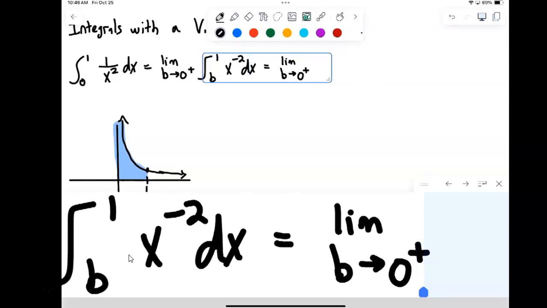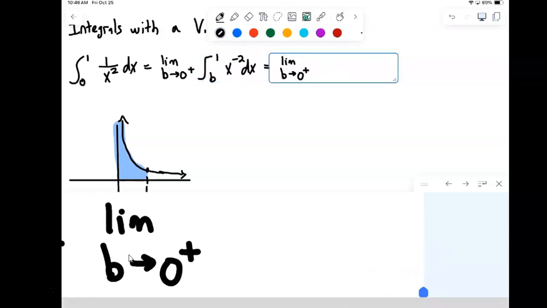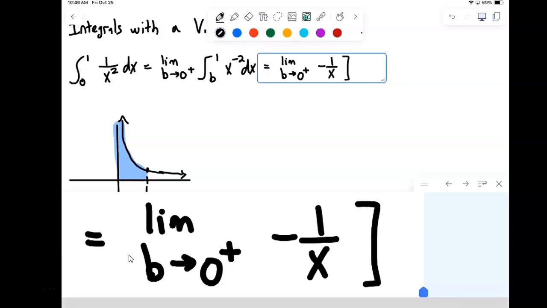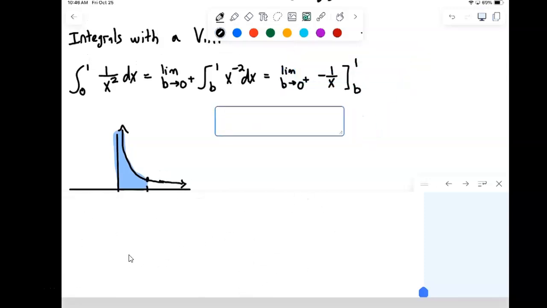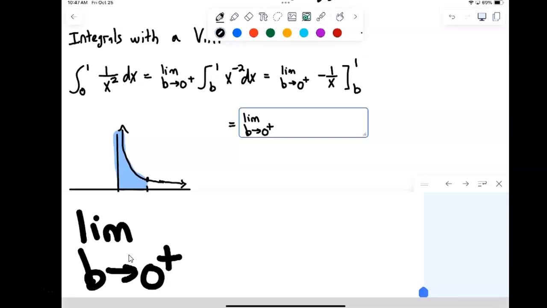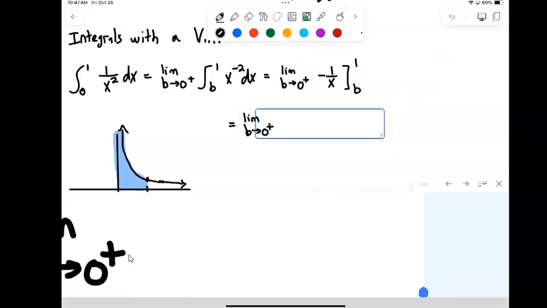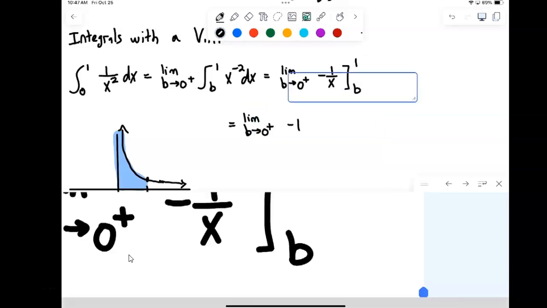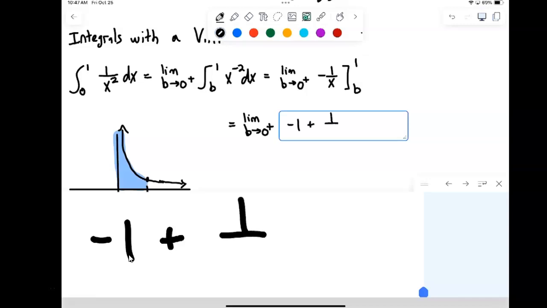So we do the antiderivative, which should be x to the minus 1, divided by minus 1, so minus 1 over x. Evaluate it between b and 1. And so this will be the limit as b approaches 0 from above, again on positive values, of negative 1, so plug 1 in, negative 1, minus a negative 1 over b, so plus 1 over b.